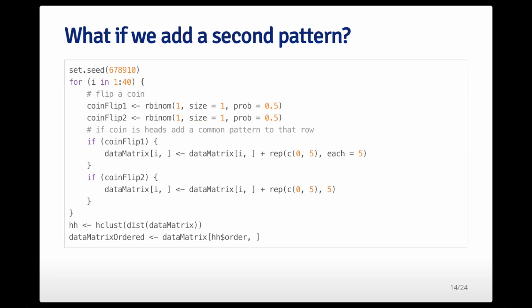So let's add a second pattern to the data set. We can add a pattern that goes across the rows, and it also goes across the columns. The first pattern is going to be the block pattern that we saw before. So the first half of the data set is going to have one mean, and the other half is going to have another mean. And the second pattern is going to alternate between the columns. So you can see what that looks like over here.